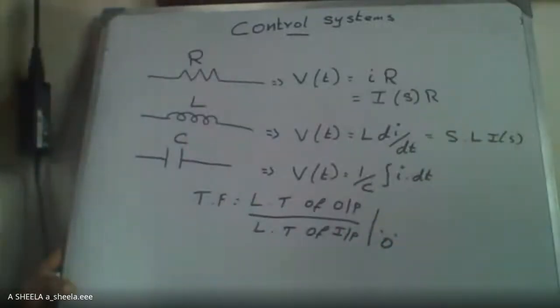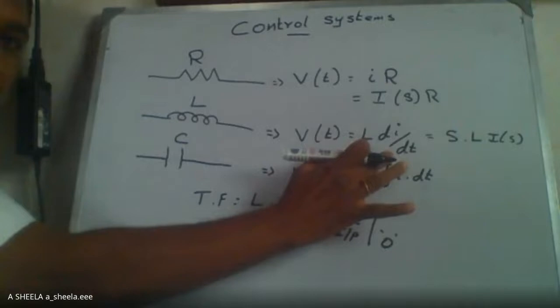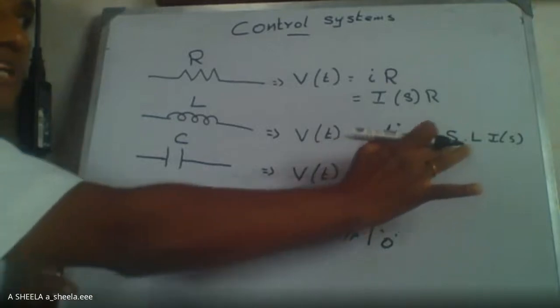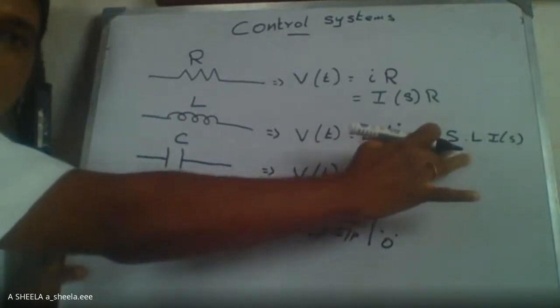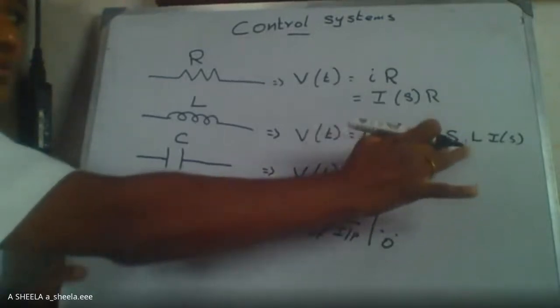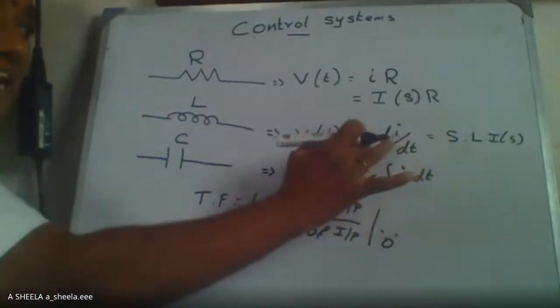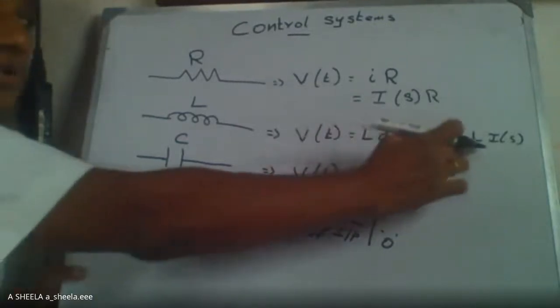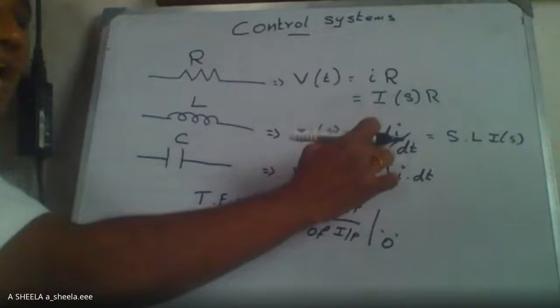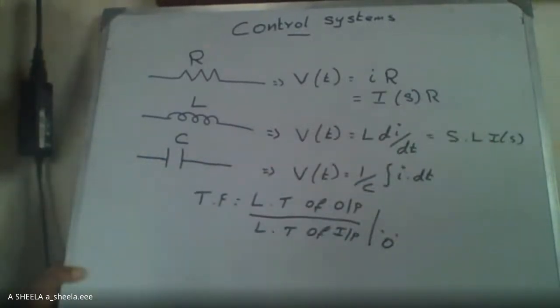So whenever we have dI by dt, since time is in the denominator, it has to be replaced by the S term, which is j omega frequency. The inverse of time is frequency, so it is represented in the numerator. L we already have in this equation, so it is replaced by L, and the variable which is varying is I, so we write it as I of S.